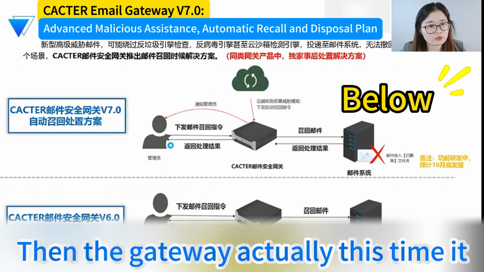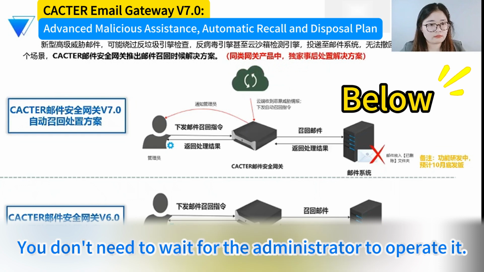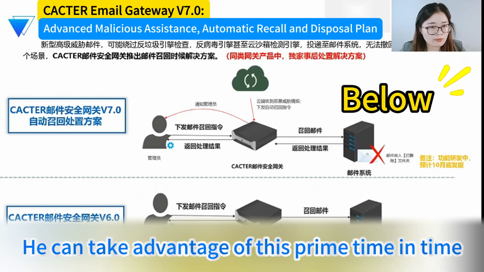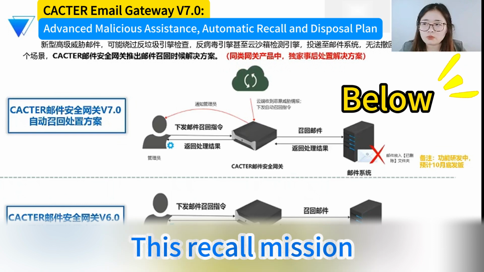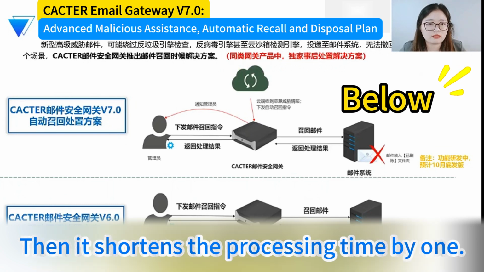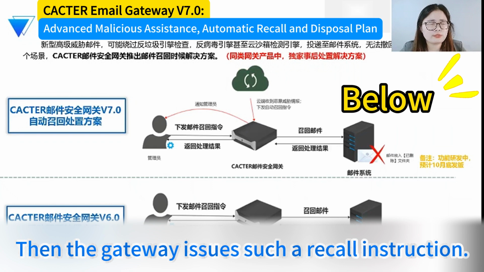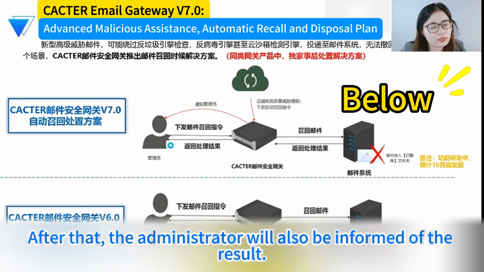Then the gateway, this time, doesn't need to wait for the administrator to operate. It can take advantage of this prime time to automatically send the recall mission back to the mail system through the program. This shortens the processing time. Then the gateway issues such a recall instruction, and after that, the administrator will also be informed of the results.